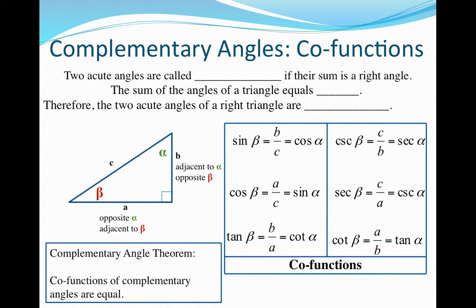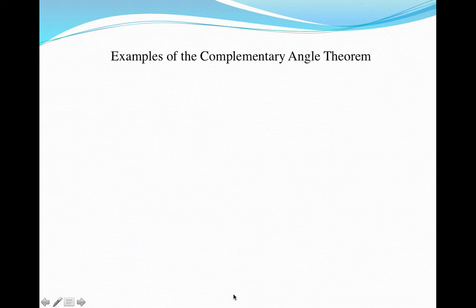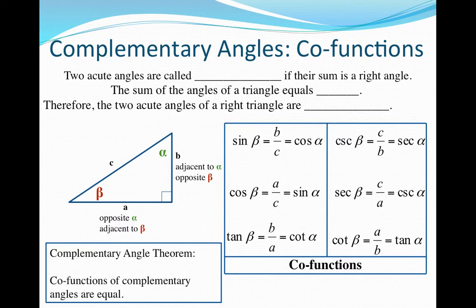Now, let's talk about what the complementary angle theorem says. This is very, very important, so I need you to be sure that you write this down and put a box around it, highlight it, something, so you'll know that this is important. Oops, I'm sorry. Let me back up. The complementary angle theorem says cofunctions of complementary angles are equal. Complementary angles are angles that add to be 90 degrees. So if two angles add up to be 90 degrees, then the sine of one of those angles is equal to the cosine of the other of those angles.